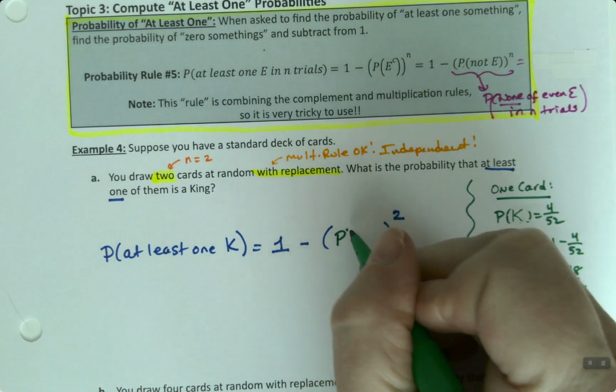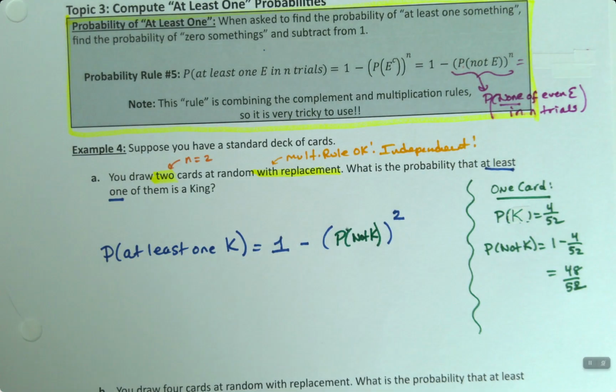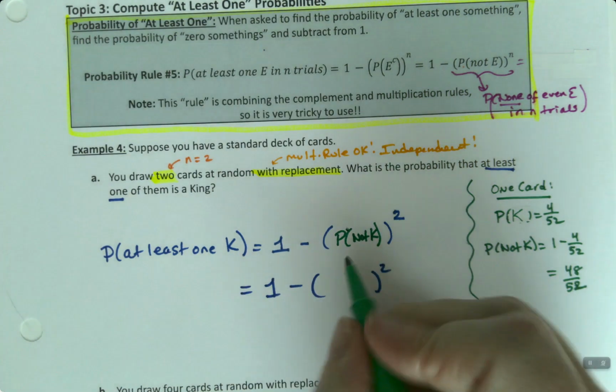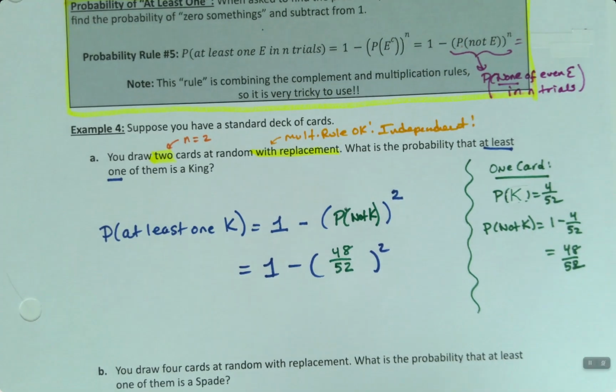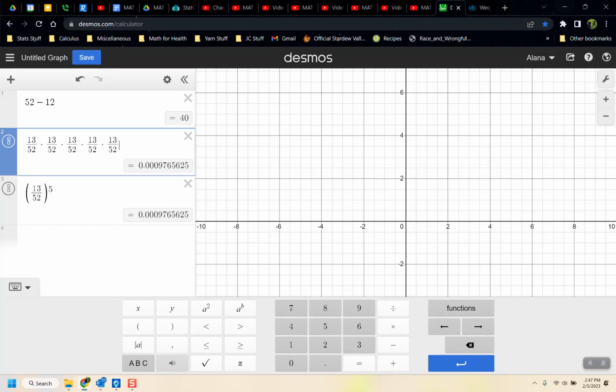So you're going to take the probability of not king to the 2 power, which is 1 minus 48 out of 52 to the 2 power. And then we can just go put this into Desmos, right? That's what it's for. So we don't have to figure this out.